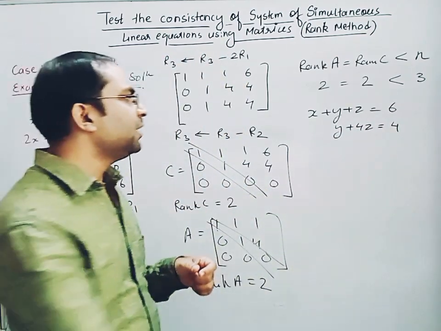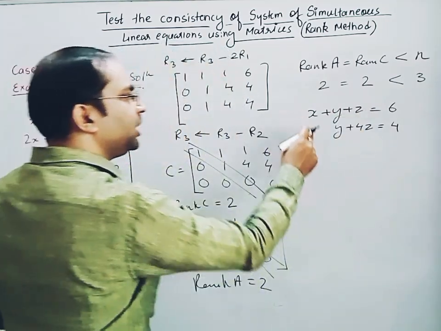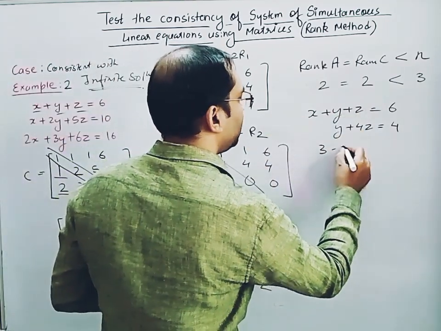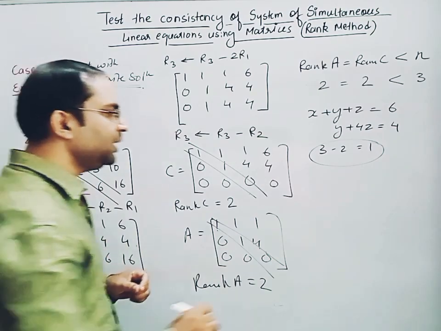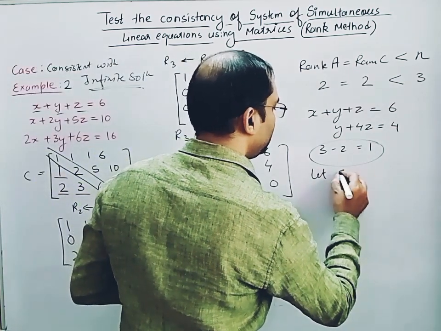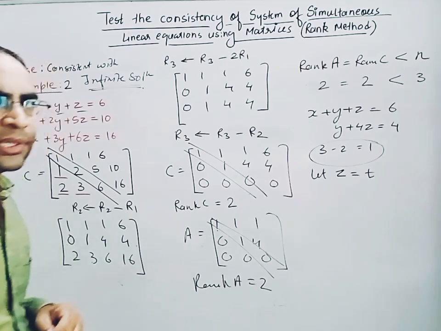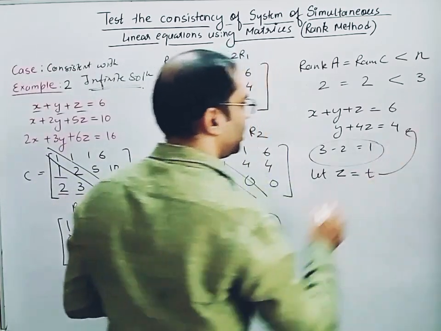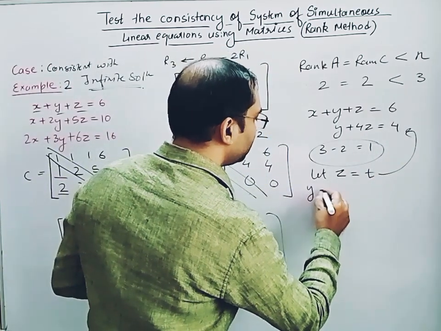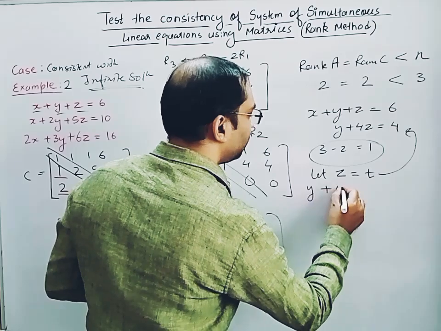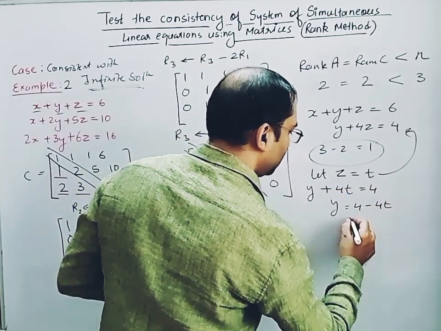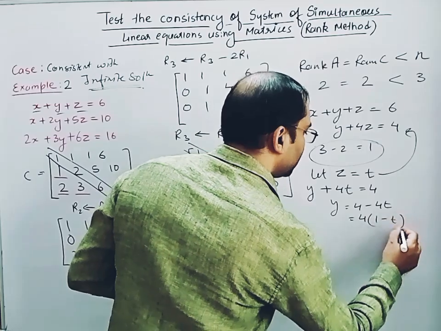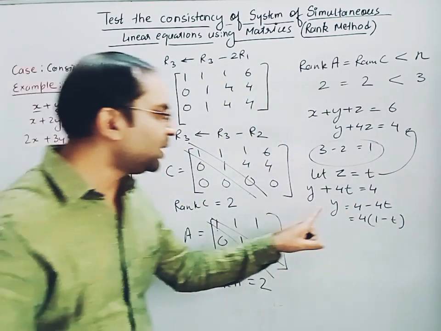So, now we can see we have 3 unknown variables and we have 2 equations. In that case, 3 minus 2 is 1. So, we need to let one variable be some constant. We let z as t, and we will substitute this z into equation number 2. So, y plus 4t is equal to 4. So, y is 4 minus 4t, we can say y is 4 times 1 minus t. So, we have got the value of y in terms of t.